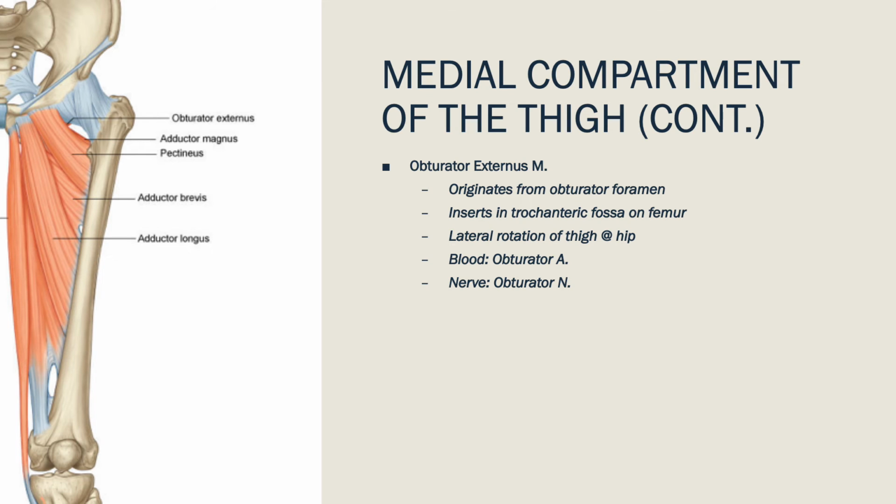Also included in the medial compartment of the thigh is the obturator externus muscle, but I excluded it from the last slide because it's different. It originates from the obturator foramen, inserts in the trochanteric fossa of the femur, and it has a different function. It does lateral rotation of the thigh at the hip. It is not an adductor, but its blood supply is the obturator artery, and its nerve is the obturator nerve.